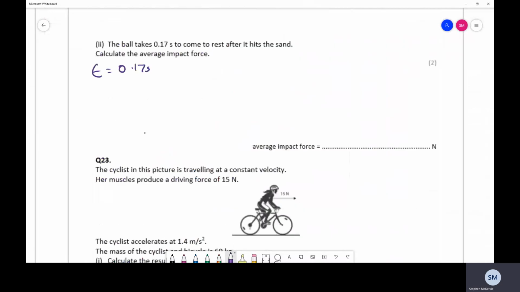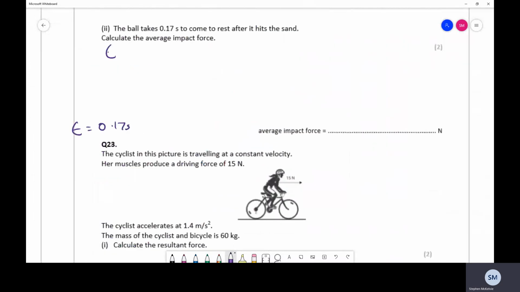T equals 0.17 seconds. I think it understood that I was being sarcastic when I said I wanted to do that one. But you know what? Never mind. It's just a computer.